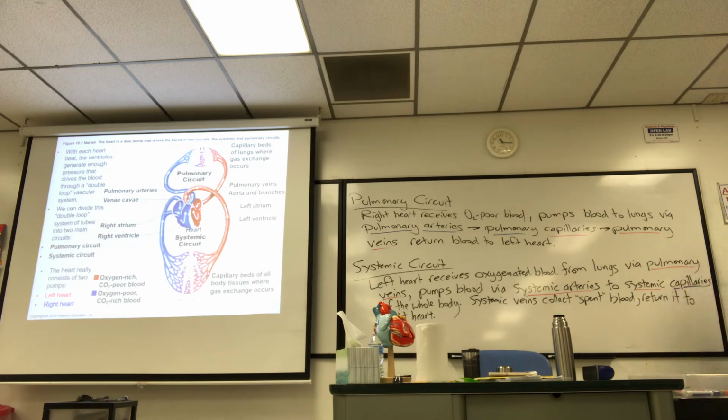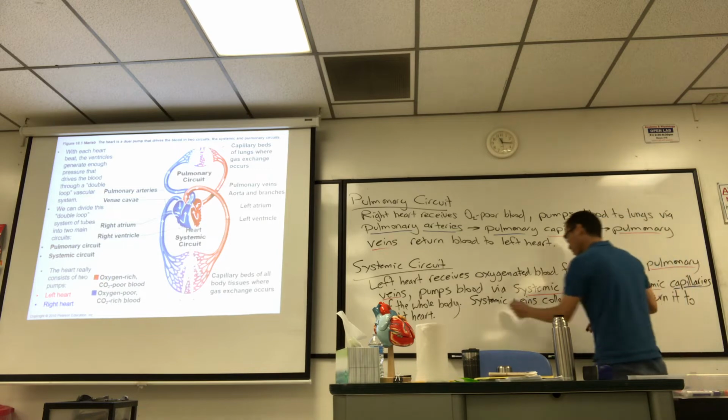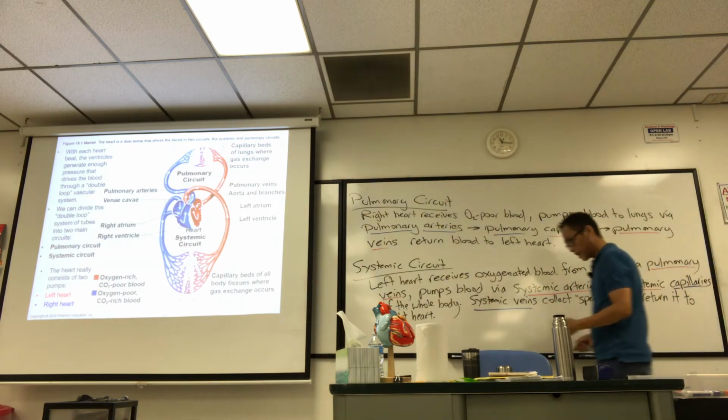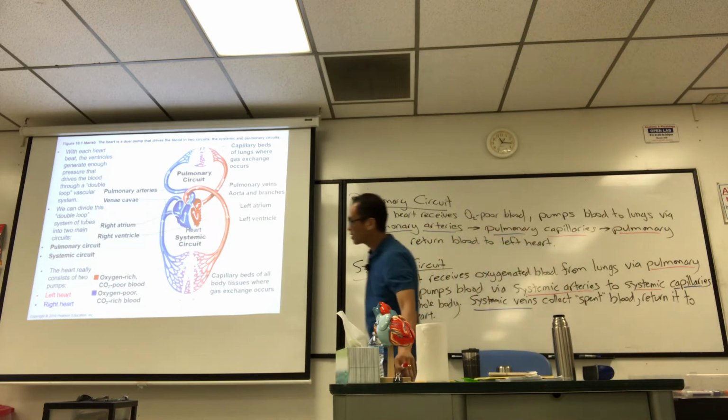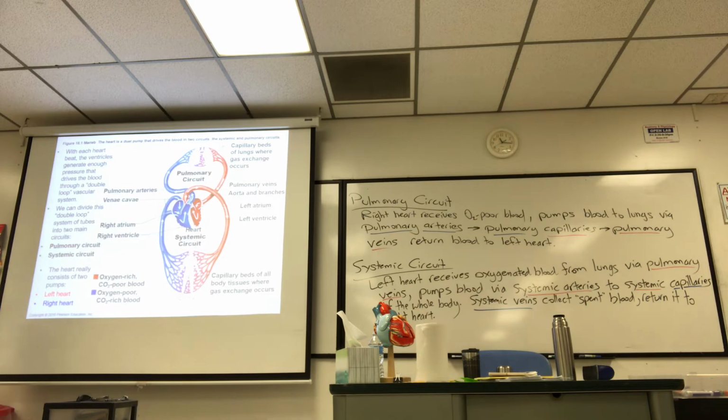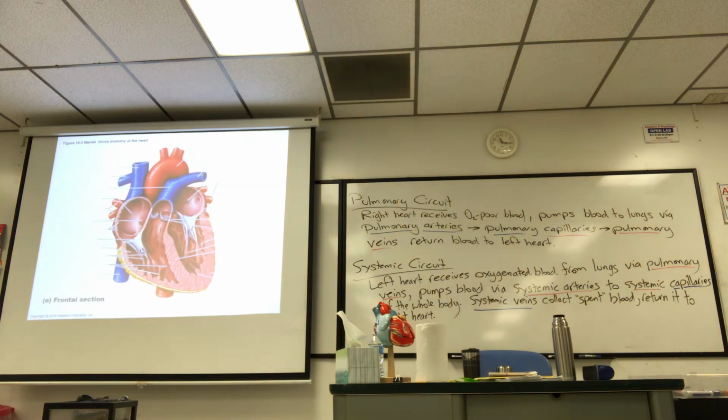Systemic capillaries, then you have systemic veins collecting all the blood and returning it to the heart. Okay, so that's the very basic idea of how blood circulates. You have two pumps, the right and the left. So you receive blood, you pump blood. And more about the structure of blood vessels later. But when you look at a picture like this, it's good to know that's where things are coming and going.